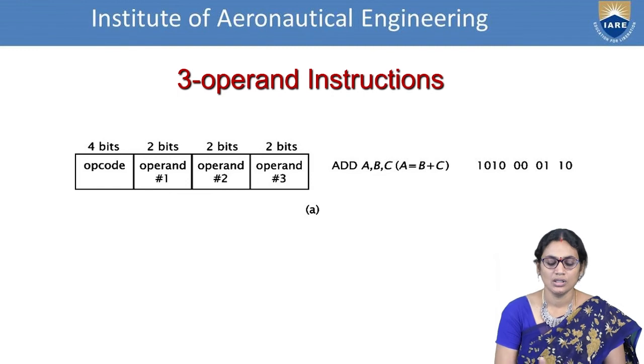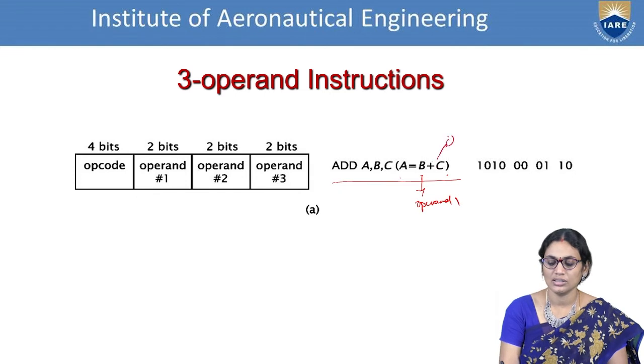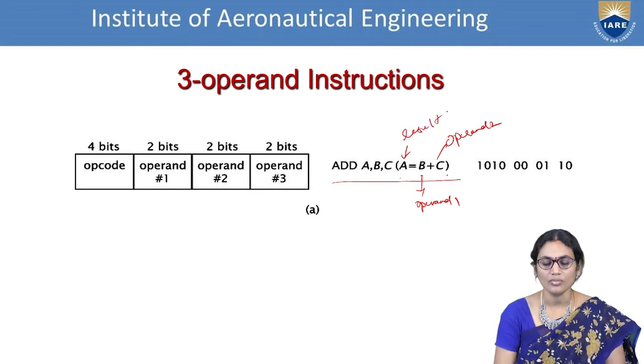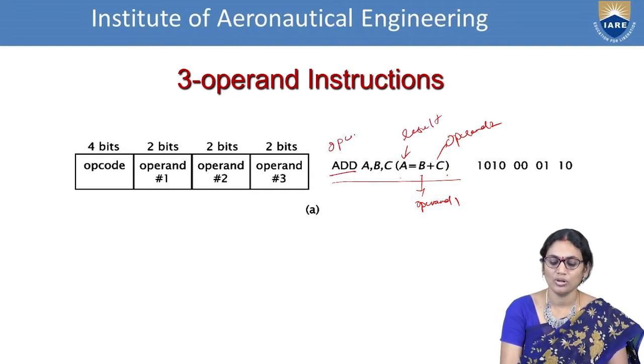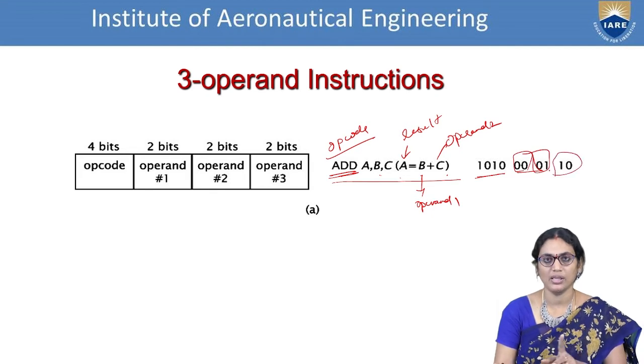Let's start with the first one. I'm going for a simple instruction, add a, b, c. That means we can also write it as a equals b plus c. So a equals b plus c means b is one data. This is operand 1. C is operand 2. A is the result. This is the opcode or instruction code as we specified in the previous slide. Now add has been uniquely specified with 1010. Now A, B, C, 3 operands we have. So we have to specify the locations of the data with respect to A, B and C.